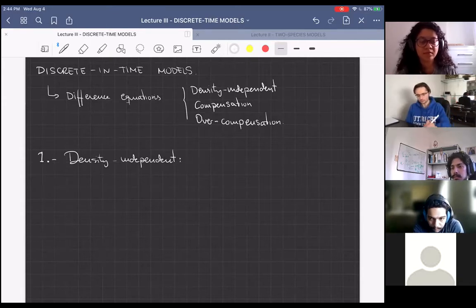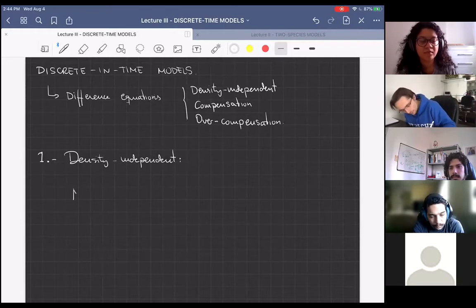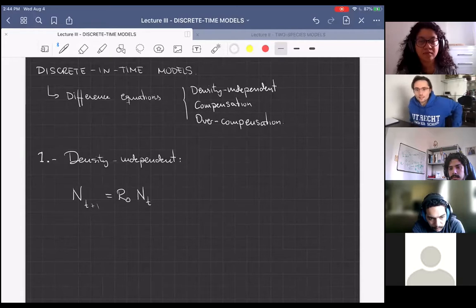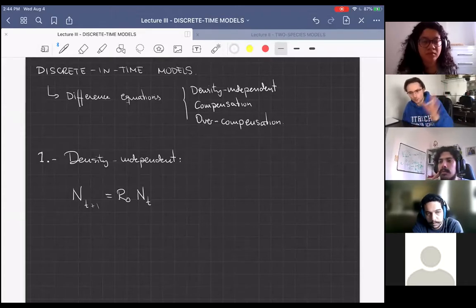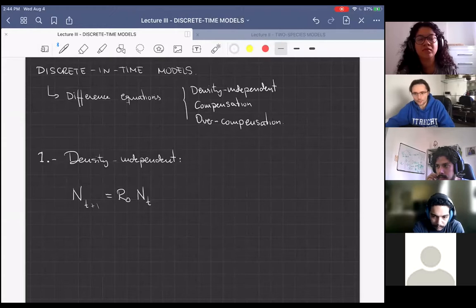So in principle, if I say that the number of individuals at time t plus 1 is equal to R0 times the number of individuals at time t, this R0 can be a real number. It doesn't need to be an integer, and it doesn't need to be larger than 1. If it's smaller than 1, then the population will tend to decrease. So this is the simplest difference equation we can write, the simplest discrete in time model that we can write. We can evaluate it very easily.